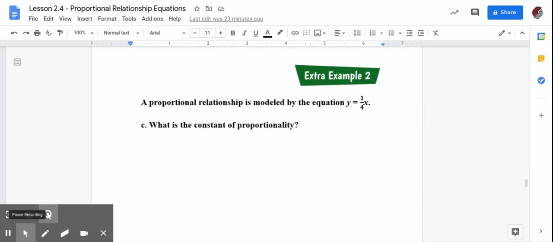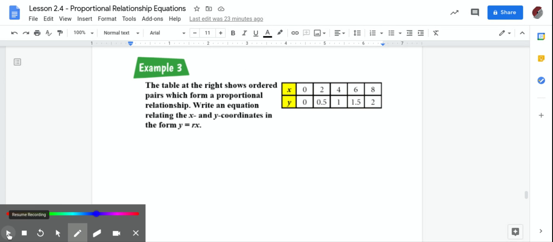What is the constant of proportionality? Using the equation y equals 1/4 x, what is the constant of proportionality? The table at the right shows ordered pairs which form a proportional relationship. Write an equation relating the x and y coordinates in the form of y equals rx.